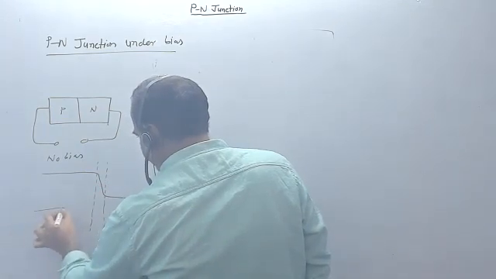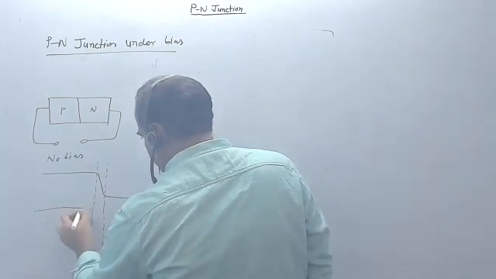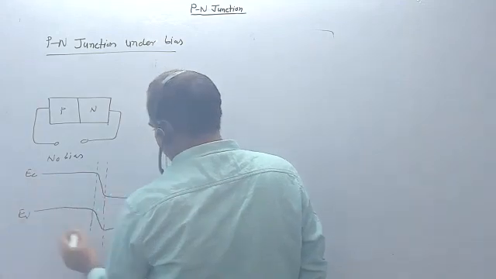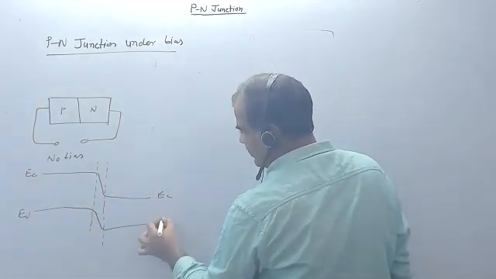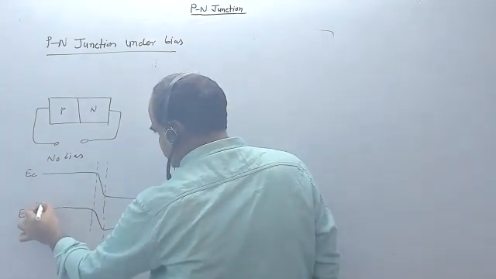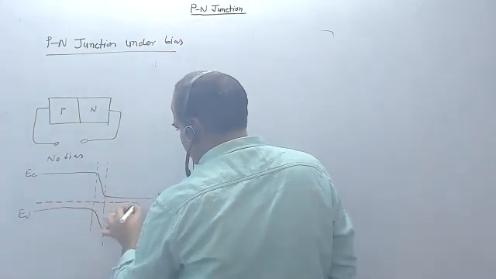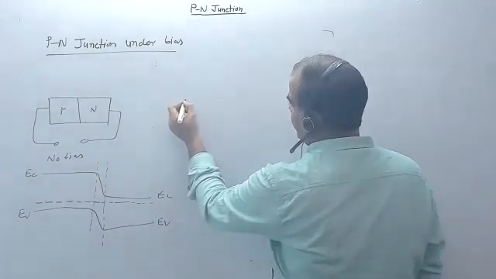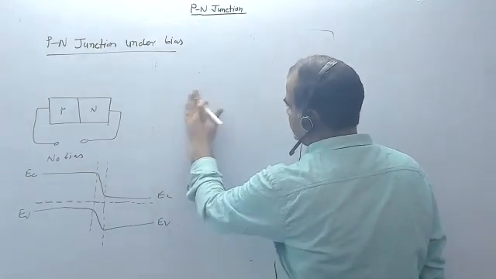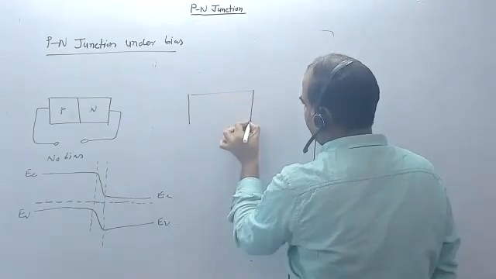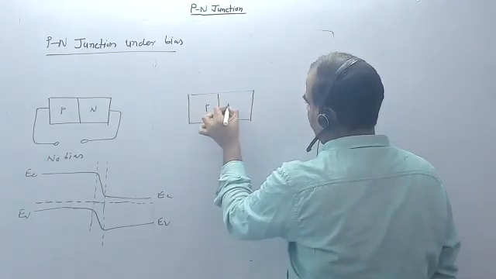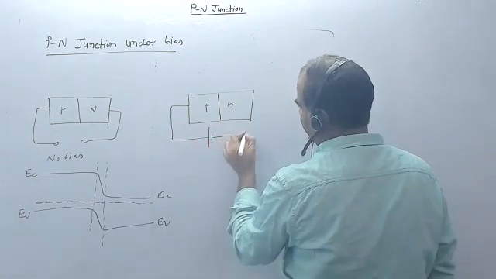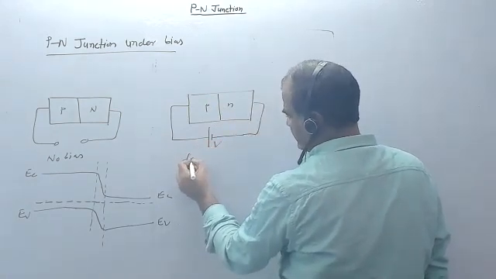So this energy band diagram, this is EC, this is EV, and the Fermi level is here. Now this is zero bias, or no bias. Now if you are applying forward bias, what do you mean by forward bias? You connect P with the positive of the battery and N with the negative of the battery. This is called forward bias.